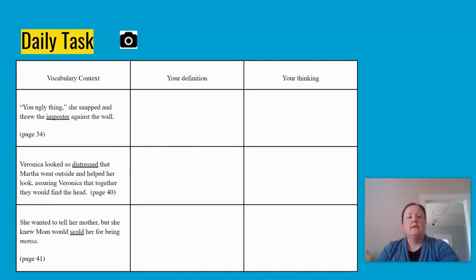This is your daily task today. So you are given in your packet 3 additional vocabulary words to explore. So I want you to go through your thinking just like I did on the previous slide. At the end of your thinking, I want you to provide a definition for the underlined word. So for example, the first one is imposter, the second one is distressed, and the third one is scold. So go through the steps, see if there's examples or definitions, break the words apart, use your schema, find some synonyms or antonyms, and then finally come up with your definition. Make sure I see what your thinking process was in the graphic organizer.